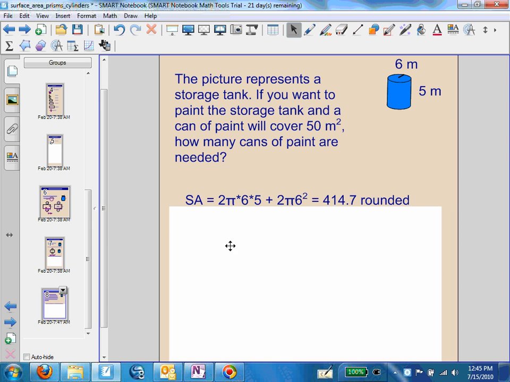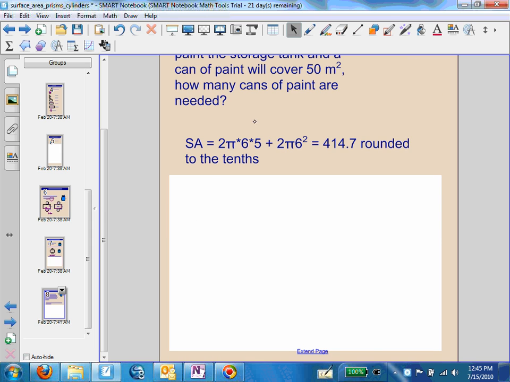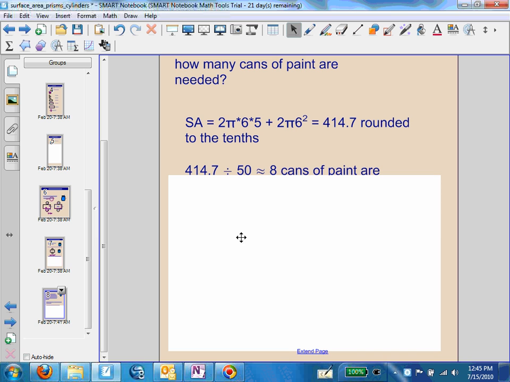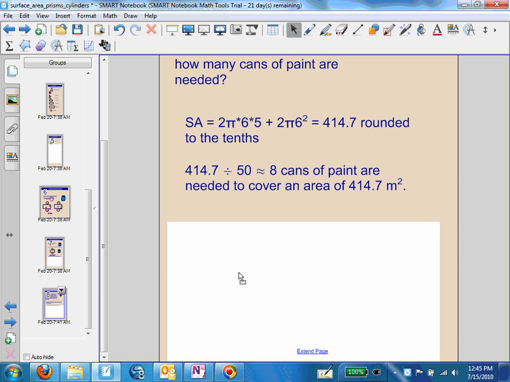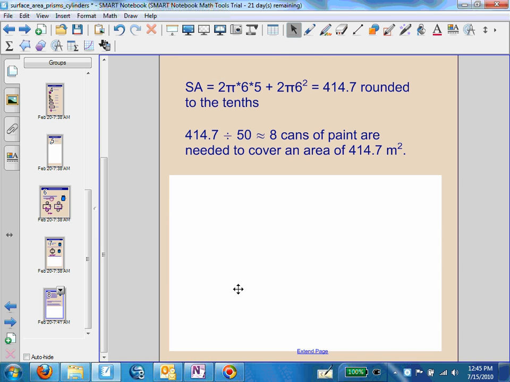Now, one can will cover 50 meters squared, but I have 414.7 meters squared. So I'm going to have to divide that by 50, and that's going to give me approximately 8 cans of paint. I'm going to have to round up so I have enough cans of paint.